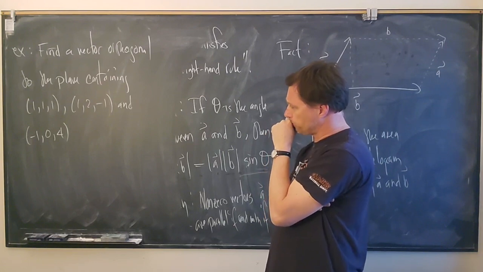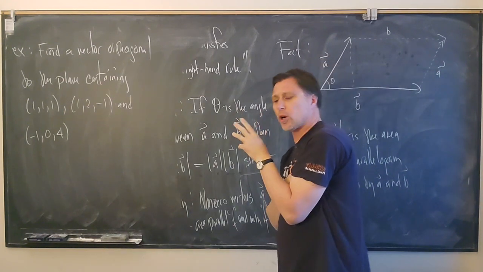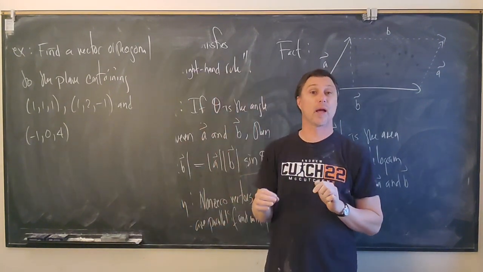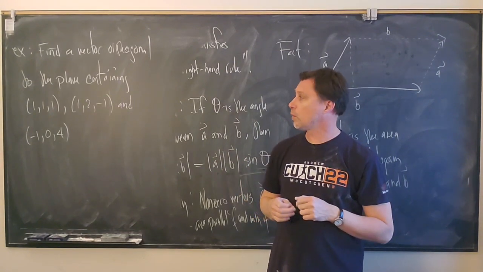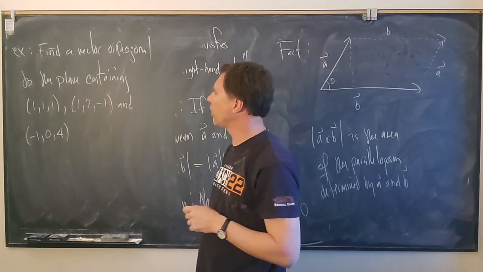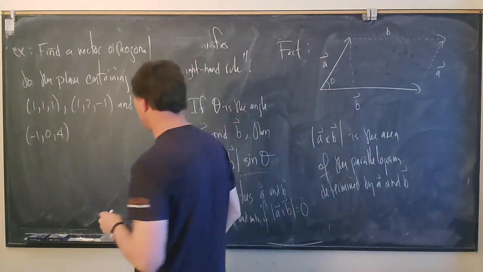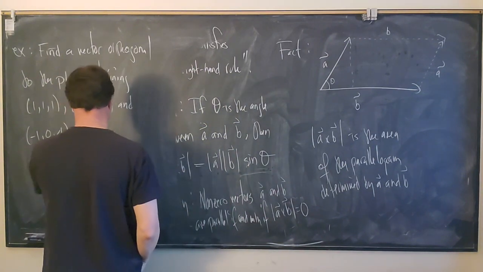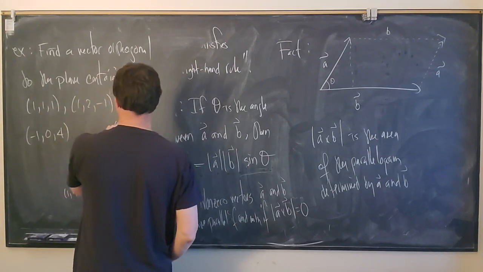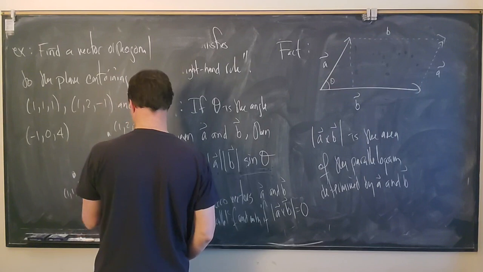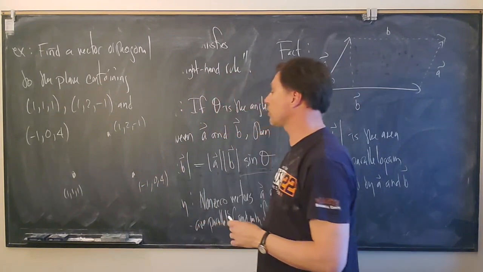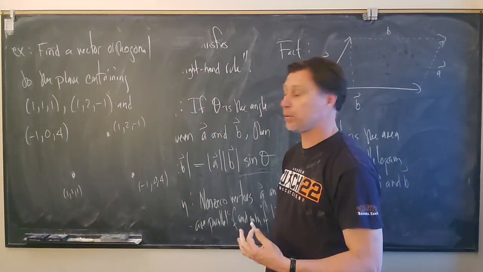Okay. So probably you've heard this at some point that as long as you've got 3 points that are not on the same line, they determine a plane. And so what we want is the plane determined by those 3 points. Well, we don't want the plane, we want a vector orthogonal to that plane. So let me just draw a little schematic here. Here's my 3 points, 1, 1, 1; 1, 2, minus 1; and minus 1, 0, 4. So there's a plane that contains those 3 points. We want a vector that's orthogonal to that plane.